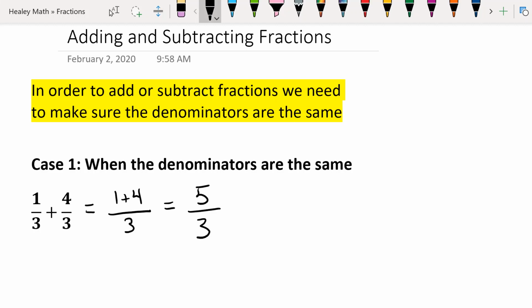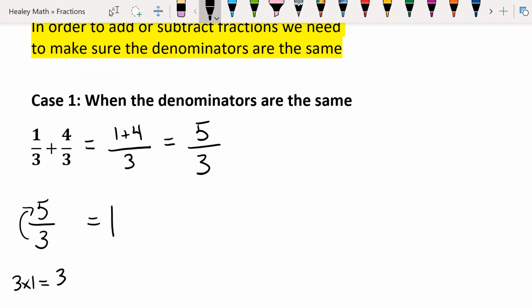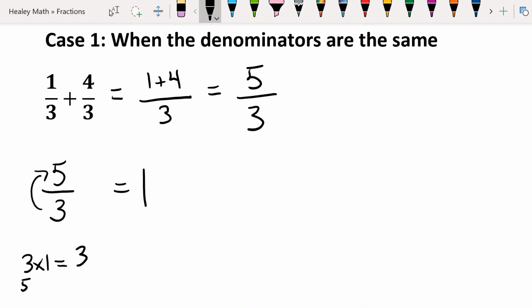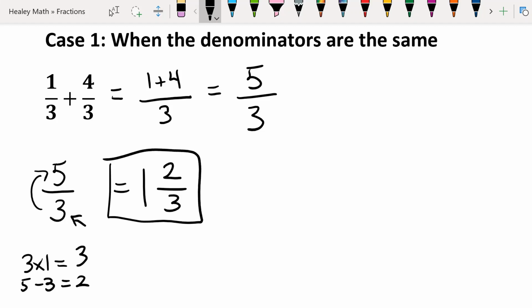Well, you ask yourself, how many times does 3 fit into 5? The answer is 1. And we know 3 times 1 equals 3. And we know 5 minus 3 is 2 remaining. So we write the remainder here, and our fraction is out of 3. So our answer is 1 2/3.